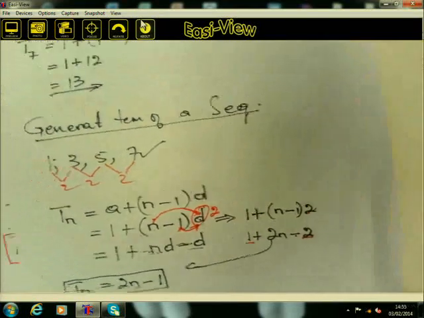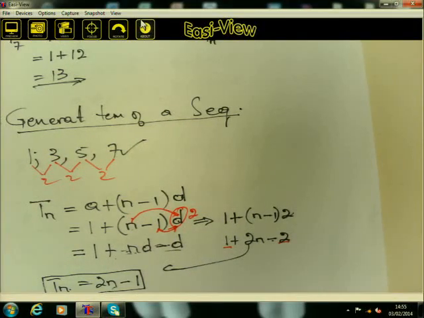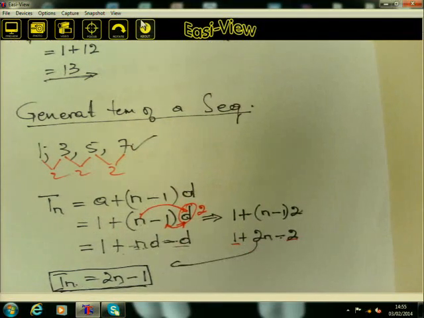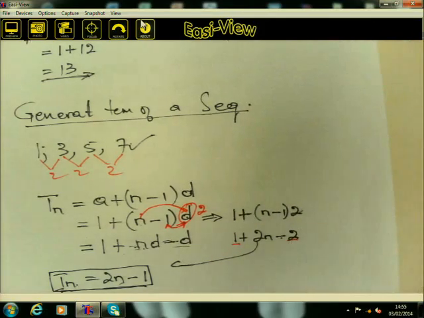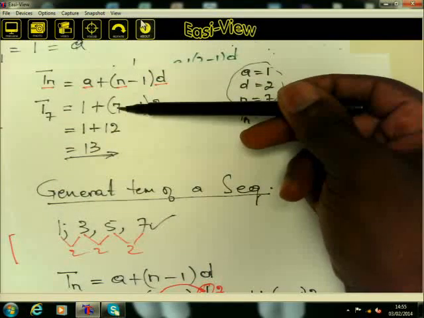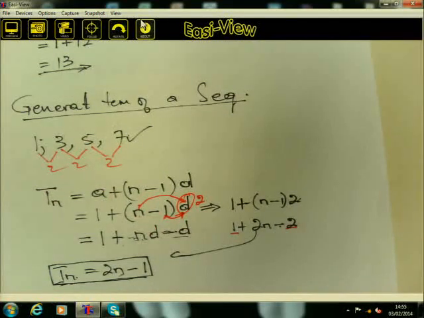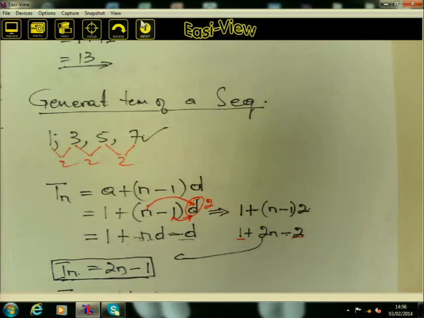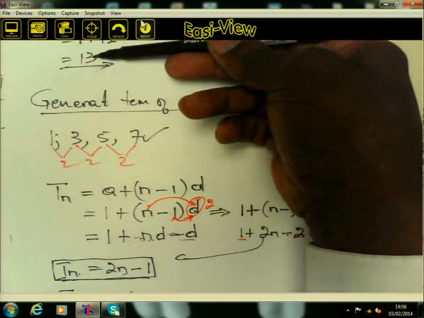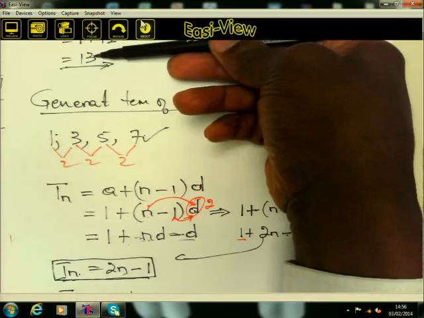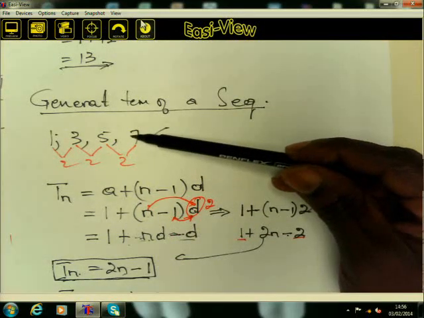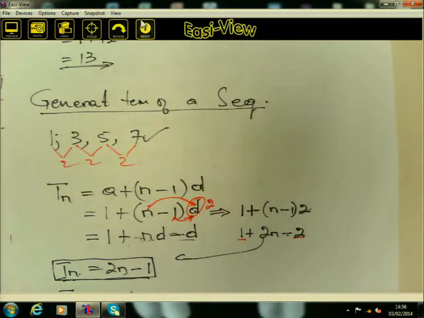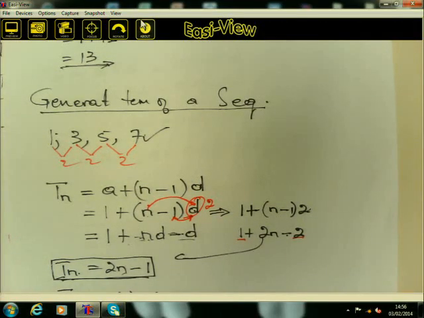But you can also use the same general term of a specific sequence to find T7, which we talked about at the bottom there. At the top here, we talked about T7. So we can use this specific one to say T7 is nothing else but 2 multiplied by 7, then minus 1. Ultimately, you get 14 minus 1, which is 13. This 13 is the 7th term of this arithmetic sequence. I'm sure up to so far we are going together.